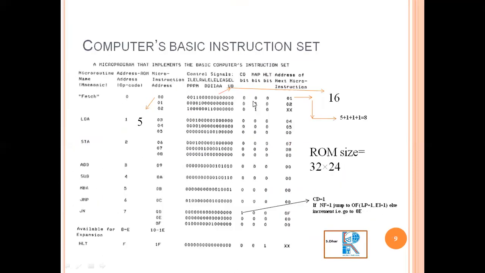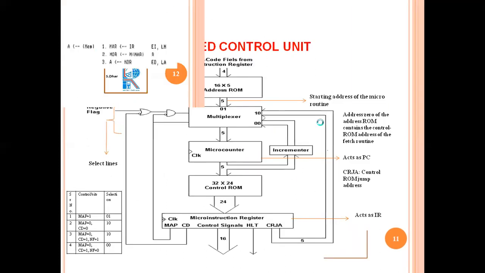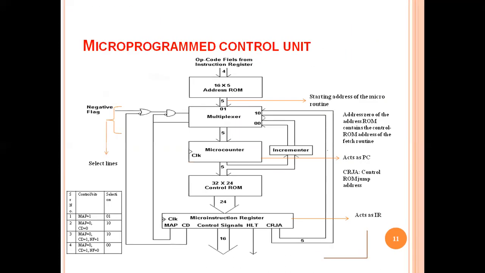See here, map is equal to 0, CD is equal to 0. It has to go to the address written here. Clear? So it has to go to the address written here. That means the CRJ address.